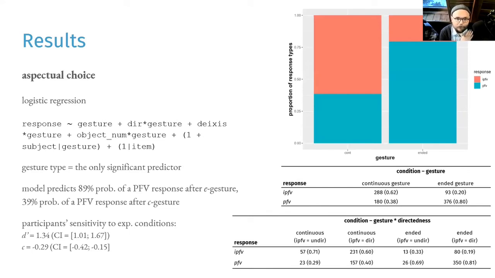In the ended gesture condition, 80% of responses were perfective. In the continuous gesture condition, the majority of responses were imperfective, but there still was almost 40% of perfective choices. The logistic regression model revealed that the only significant predictor of aspectual choice was the type of gesture. The other factors included in the model were directedness of the imperfective variant, deixis, and number of the object. And all factors were included in interaction with the gesture type.